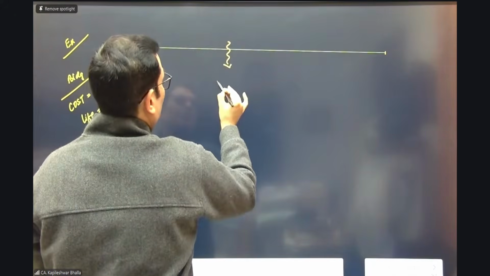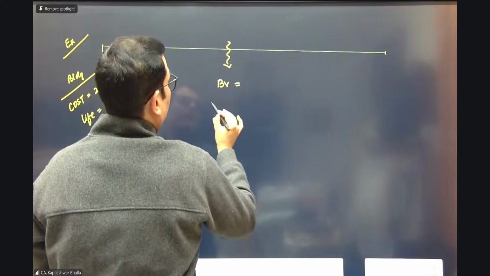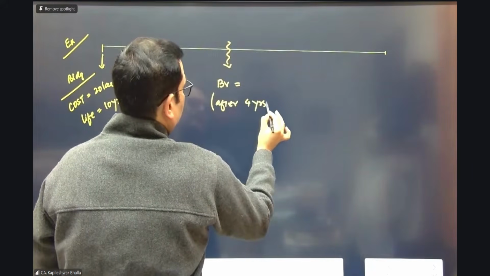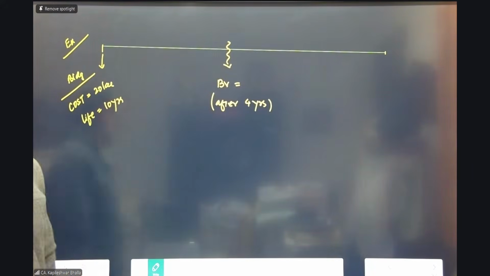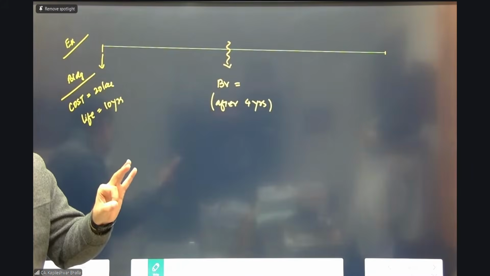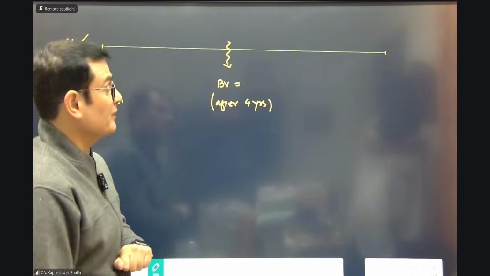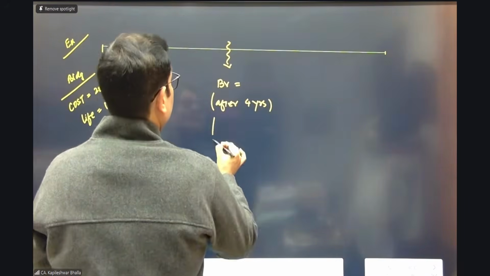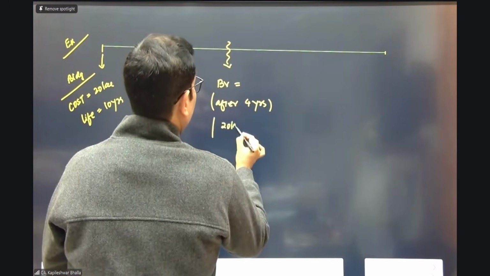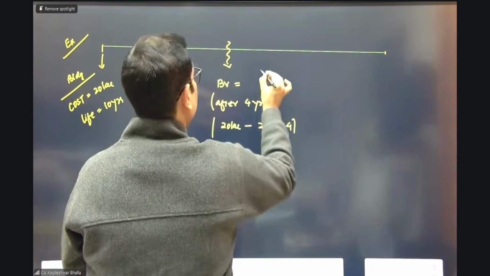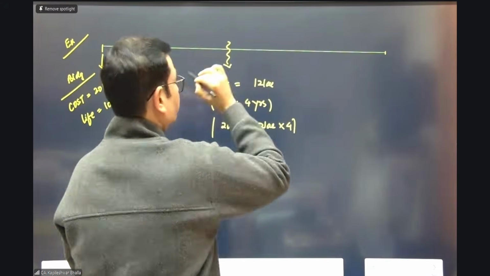Can you tell me what will be the book value of this asset after a period of 4 years is done? Then accordingly, we'll do the calculations in this. And that's right, it is 12 lakh. So we can say the cost of the asset is 20. The depreciation is 2 lakh for a period of 4 years. So this works out at 12 lakh.